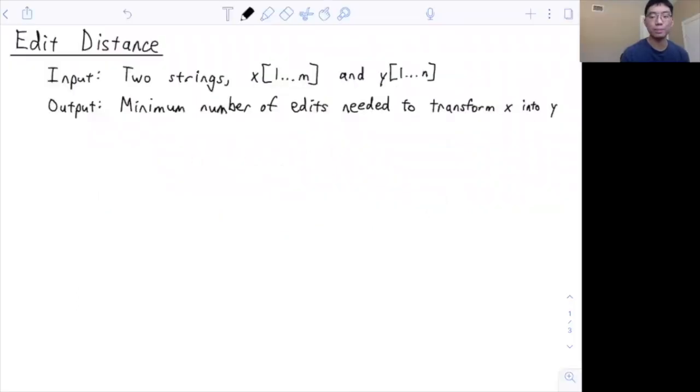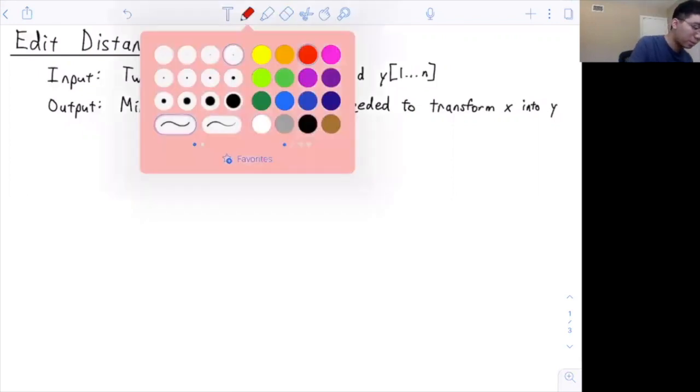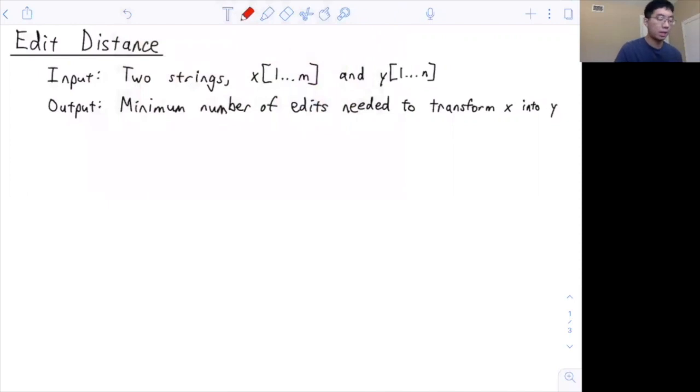Hello, everyone. In this segment, I'm going to be going over the edit distance problem. The edit distance problem is an interesting problem because it's used in spell checking, but it also has applications in things like biology, for things like DNA sequencing. So it's going to be a good problem for us to analyze using dynamic programming.